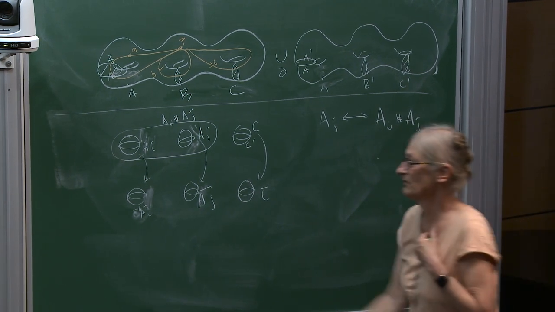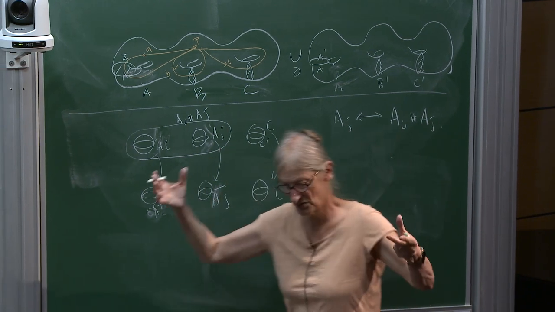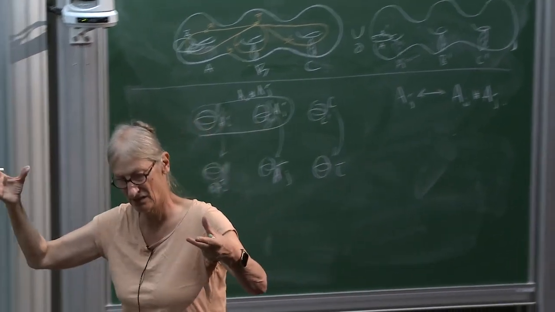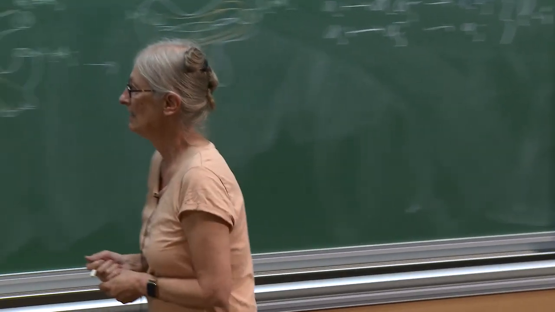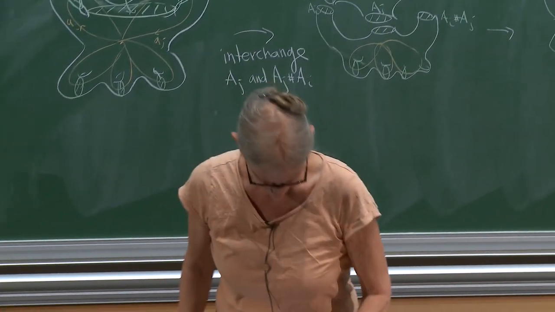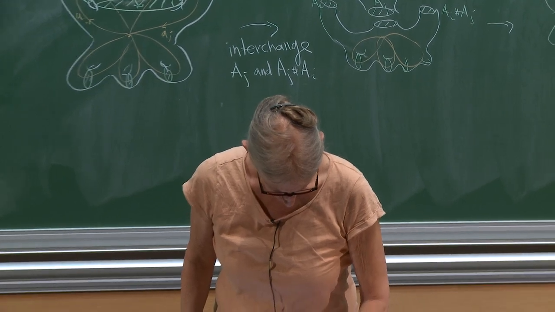So I take a homeomorphism of this manifold. I just got two spheres in the manifold. I'm taking a homeomorphism that switches the two spheres. And that's how I model the rho IJs.